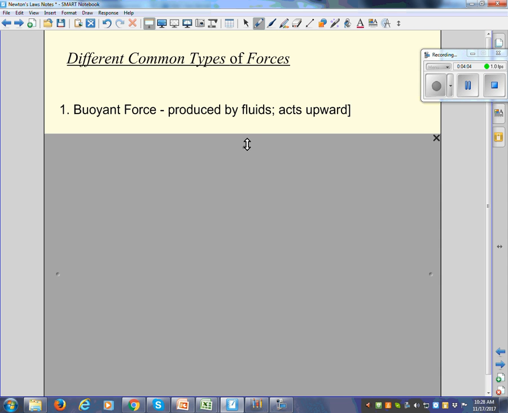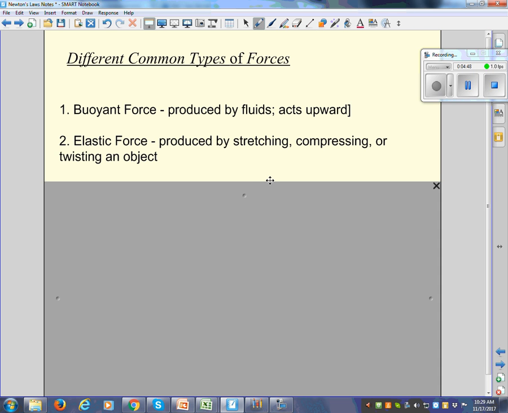Okay, and they are a buoyant force, produced by fluids and act upward. I'm not sure why there's a funny bracket there at the end of that. What is a fluid? Anyone? Generally liquids, right? But they could also be air, gas. A gas can be considered to be a fluid. If you go on and you're taking engineering at the university, like civil engineering, you'll take a whole course just in fluids and how they move and how they work.